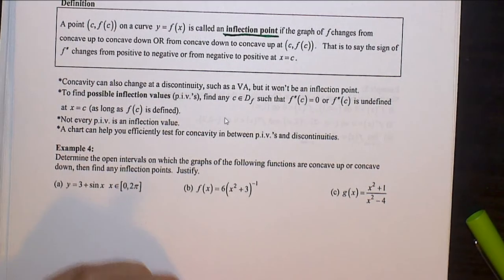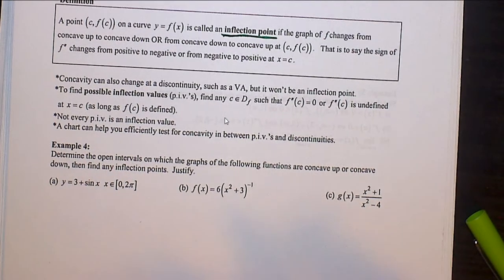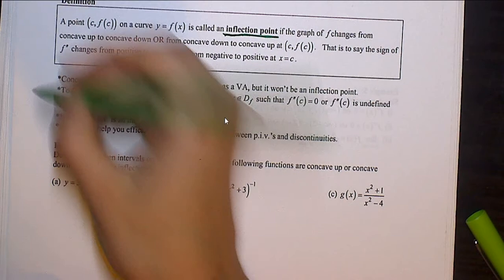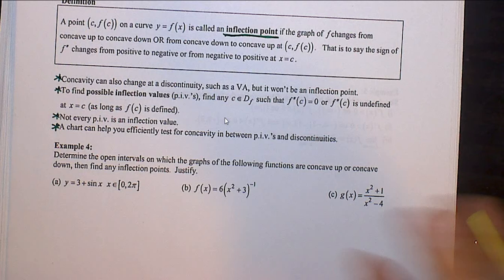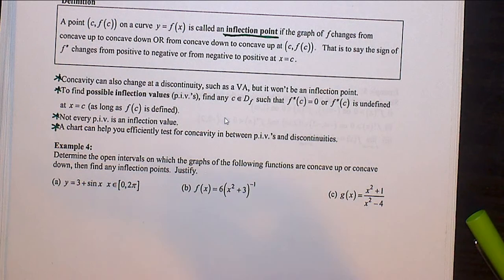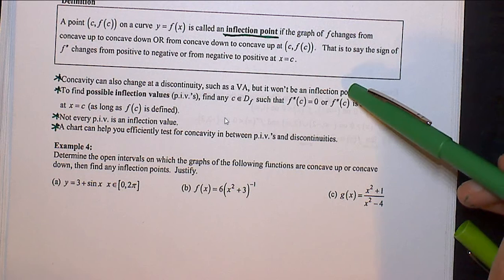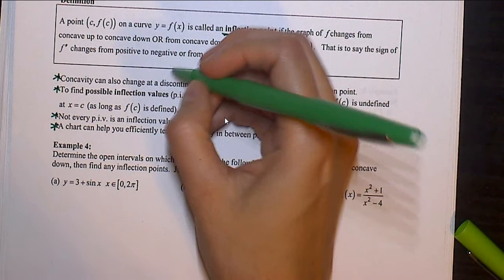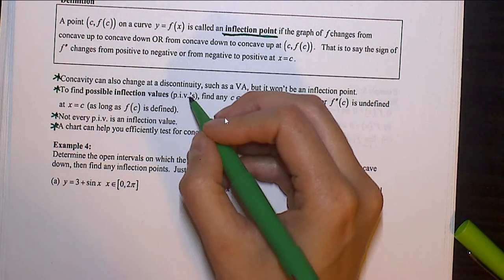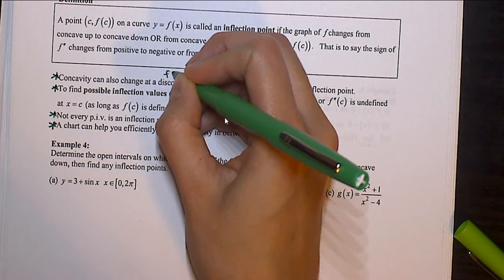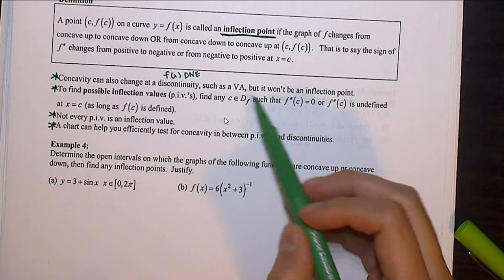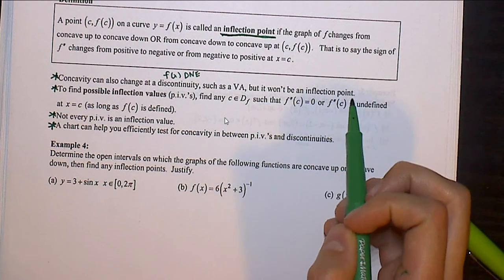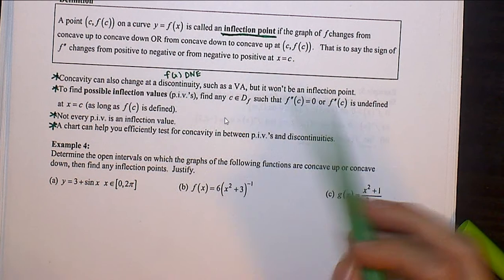So finally, these are just some of the summary points about concavity and points of inflection. It's repeating a lot of what has already been said, but it bears repeating. So concavity can change at a discontinuity. Remember, a discontinuity is where f of x does not exist, such as a vertical asymptote, but it won't be an inflection point. Okay, so concavity can change, but that does not mean it's an inflection point.